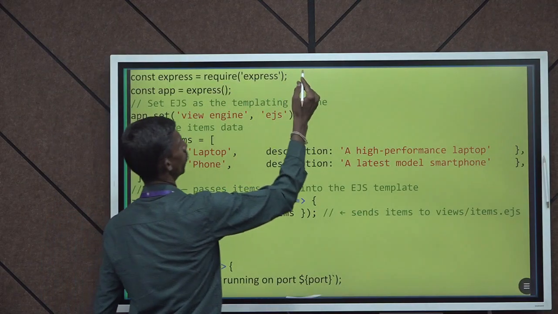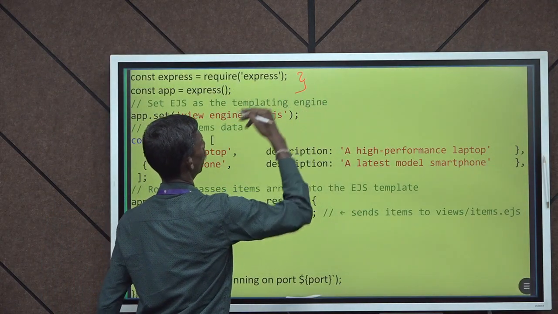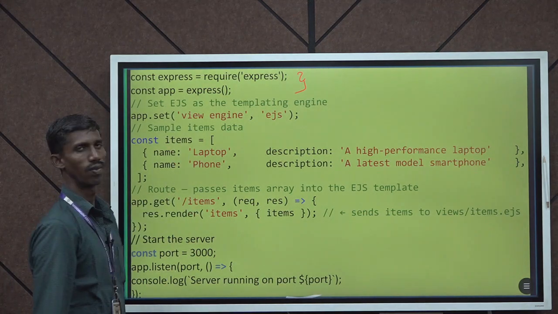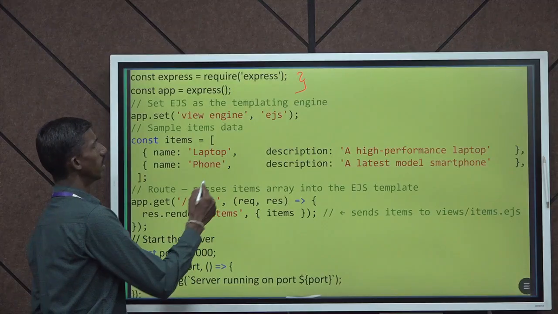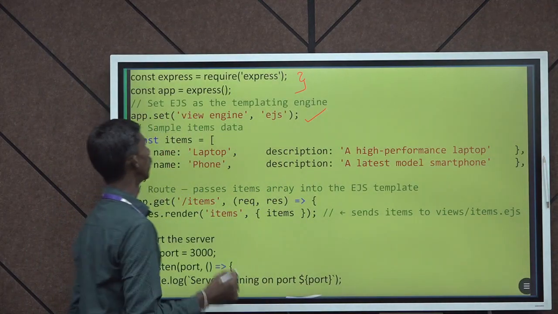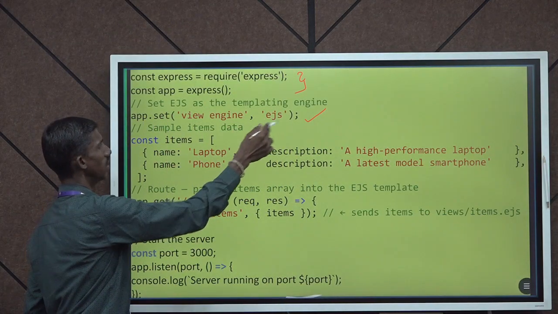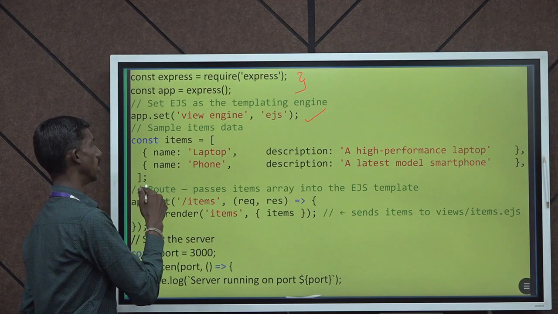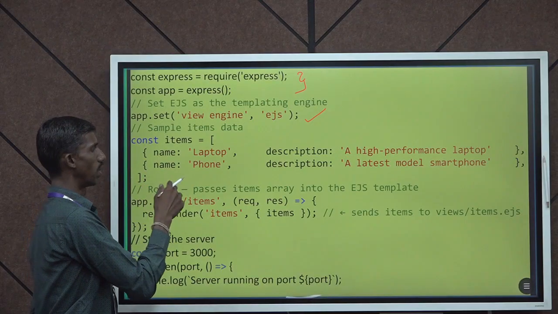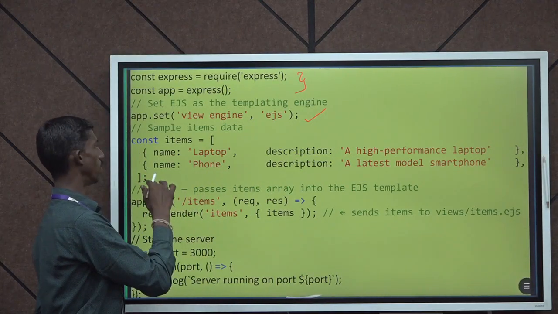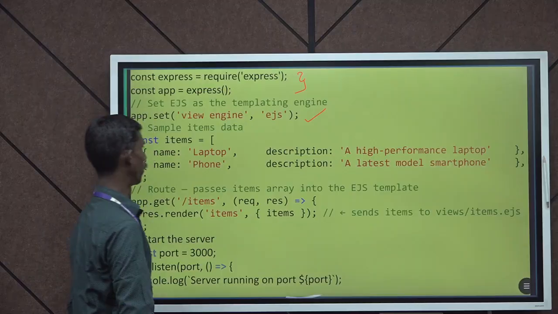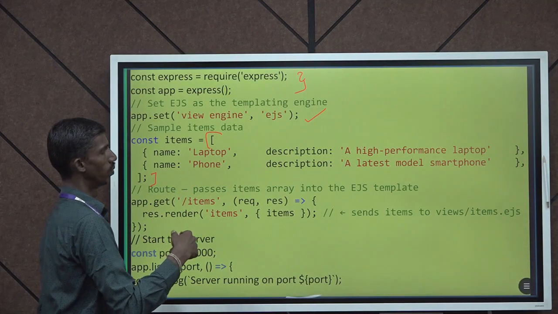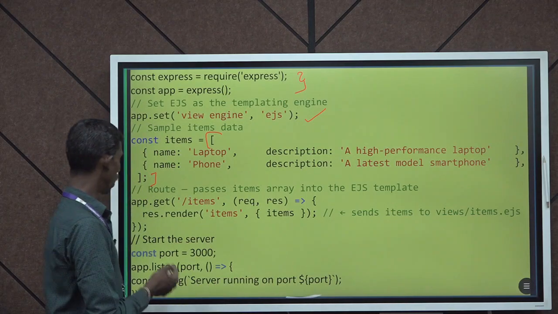First two things we already know: importing your Express module and creating the instance of Express. Then we need to set the template engine with the help of app.set; the view engine is EJS. Here I want to pass this JSON item with name laptop and the description of the laptop, and the phone with the description of the phone. Okay, it is a JSON.